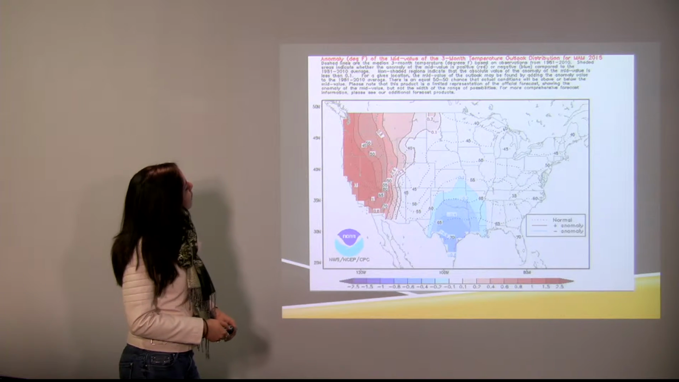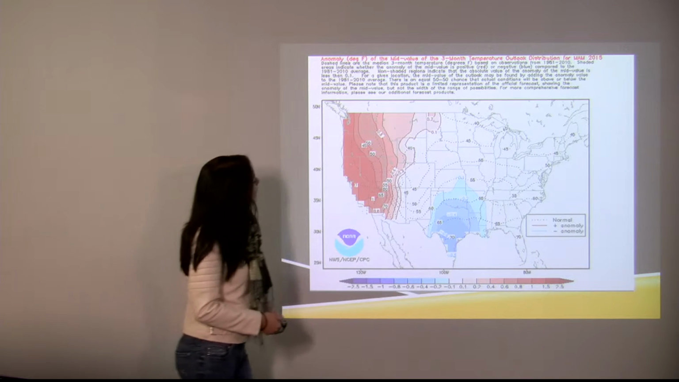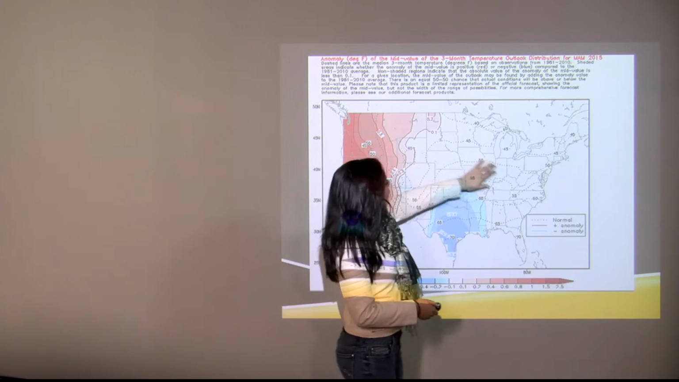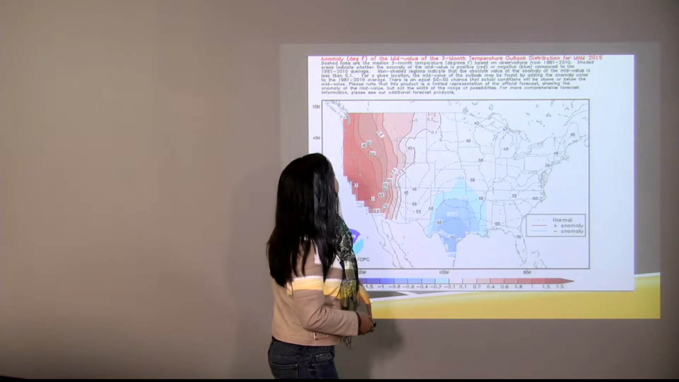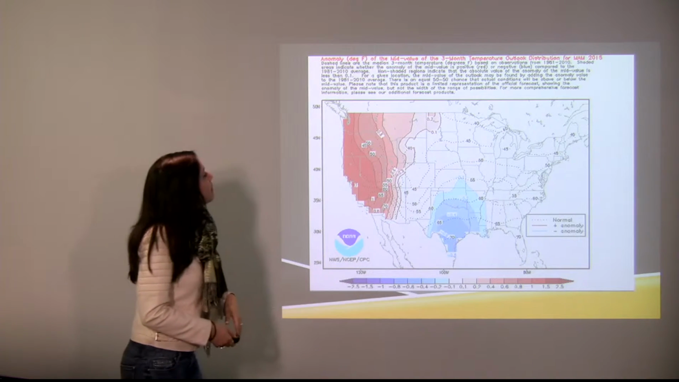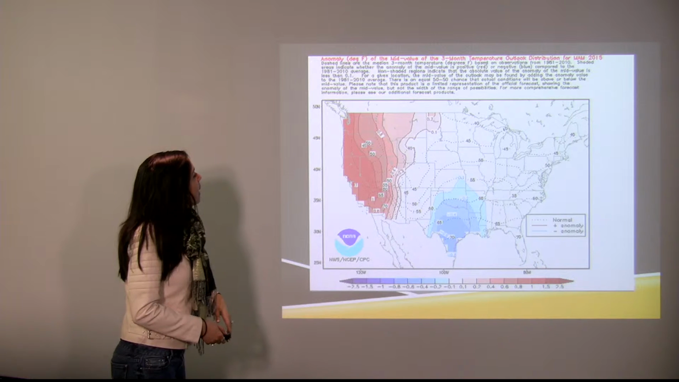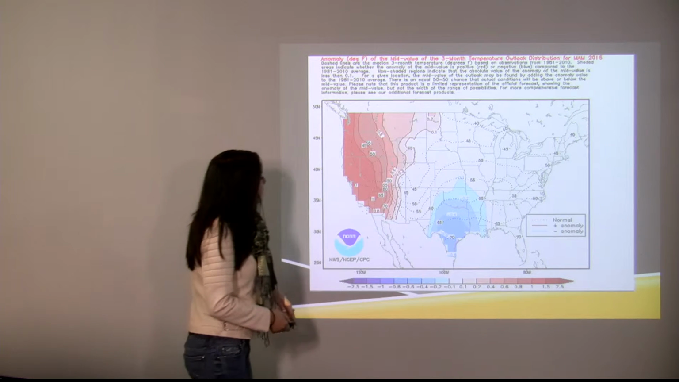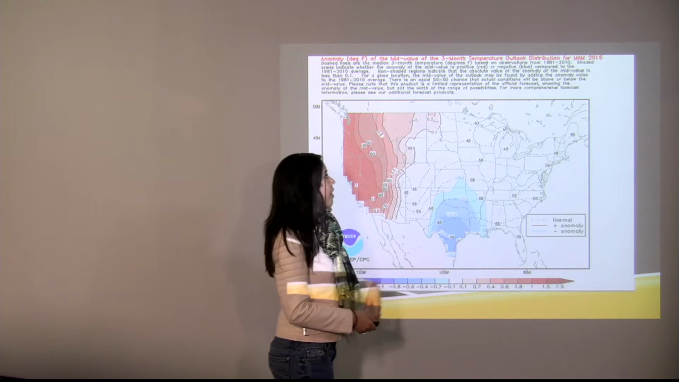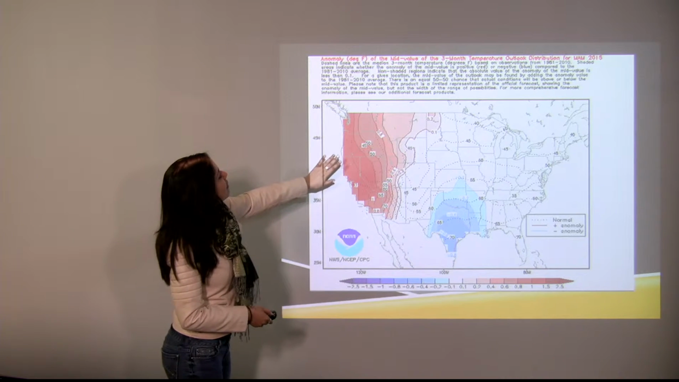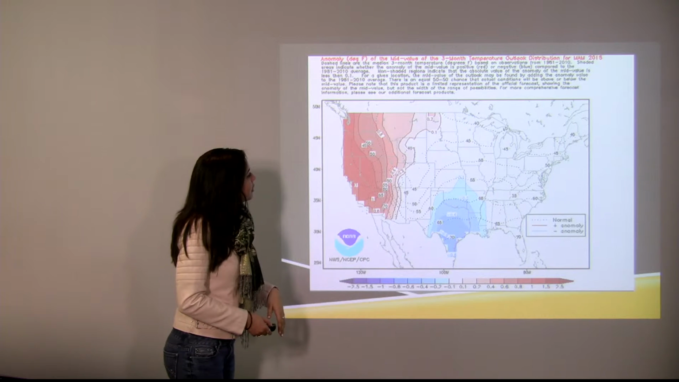So again, you're going to get another map, and these dashed lines right here all throughout with just the white is going to be around normal temperatures for the months of March, April, and May. And the blue is going to be below average temperatures, or a little bit below average temperatures, and the red again is going to be above average temperatures.